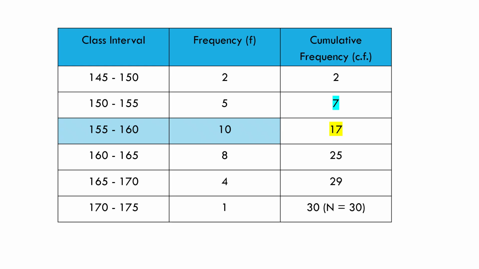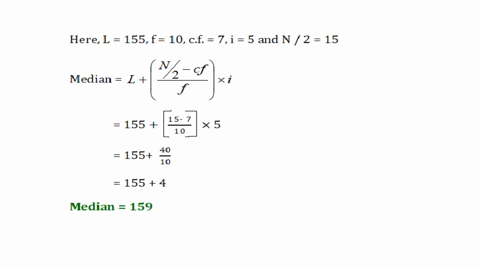Now we select the CF value in the formula. That is, CF is the cumulative frequency preceding the median class. Here our median class interval is 155 to 160, so we have to select the cumulative frequency preceding the median class. Here we find that 7 is the cumulative frequency value that precedes the median class interval. Here L denotes the lower limit of the median class interval. So our median class interval is 155 to 160, and the lower limit, 155, is taken as L.